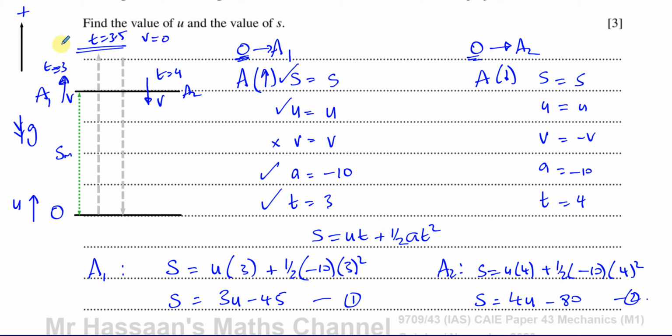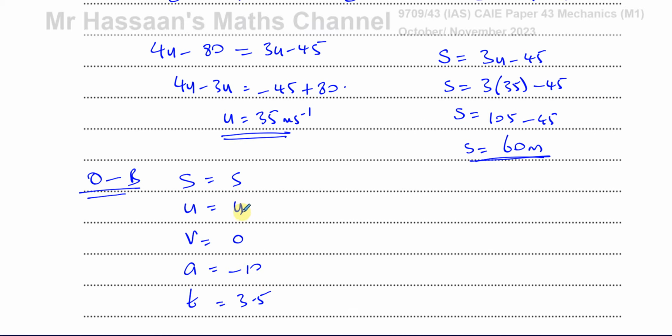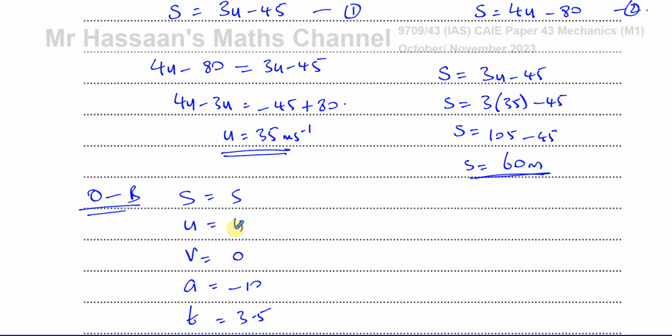So if I call this point, for example, B, I can consider from O to B, and we can put our SUVAT values in, and that will help us. So S we don't know, U we don't know, V is 0, A is minus 10, and T is 3.5. So we can find what U is. The S that we find here is not the S that we're looking for. This is a different type of S.